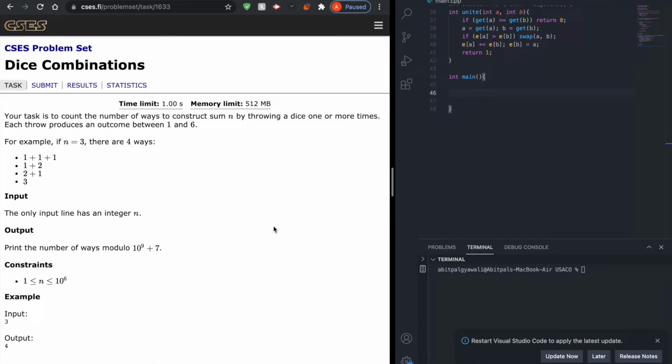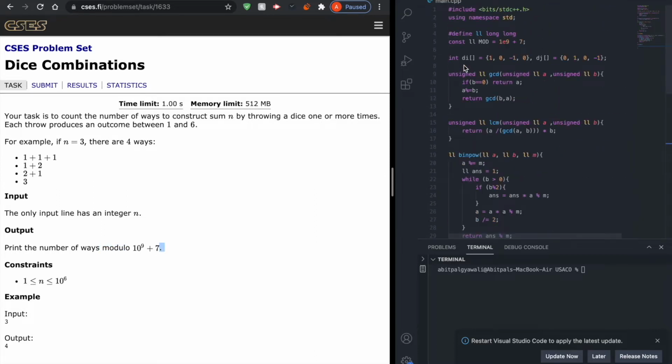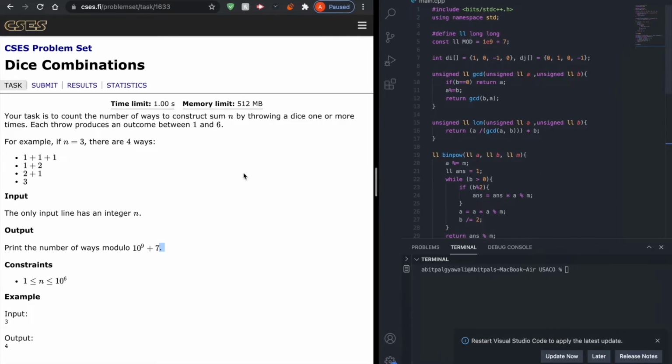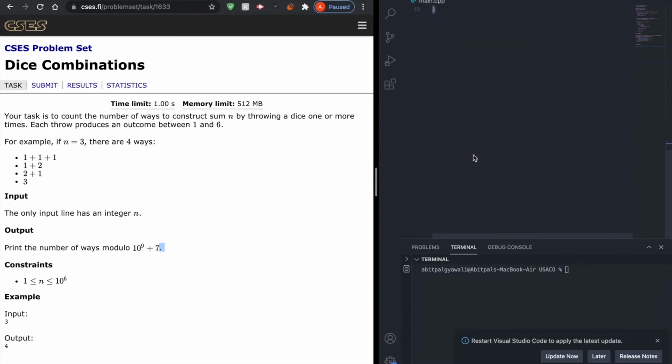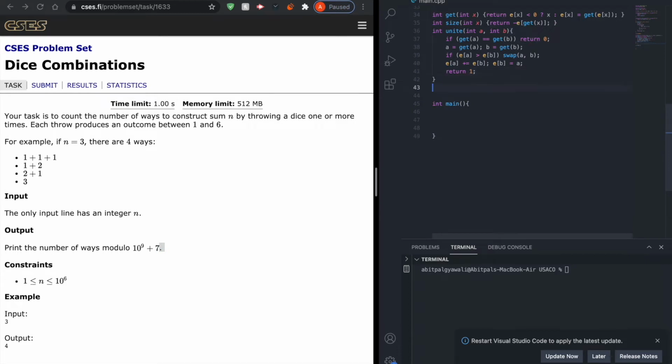And for the input, the only input is n, and then the ways are taken modulo 10 to the power of 9 plus 7. So this is obviously a DP problem, a dynamic programming problem. Well, we can obviously just loop through n and 6.